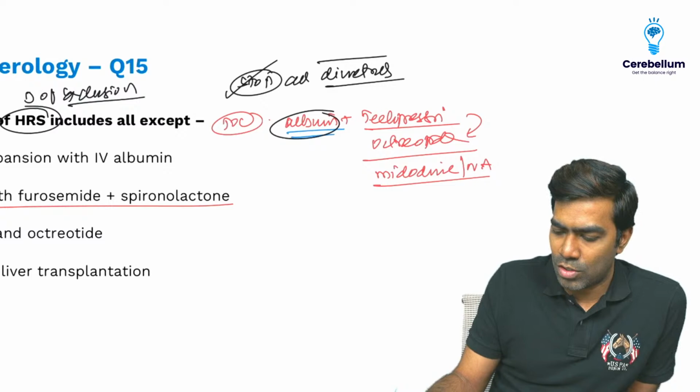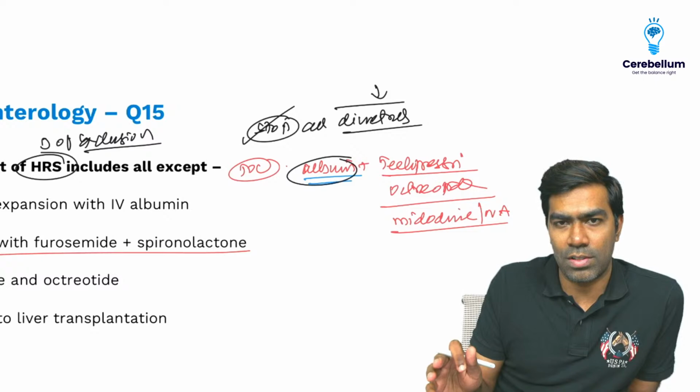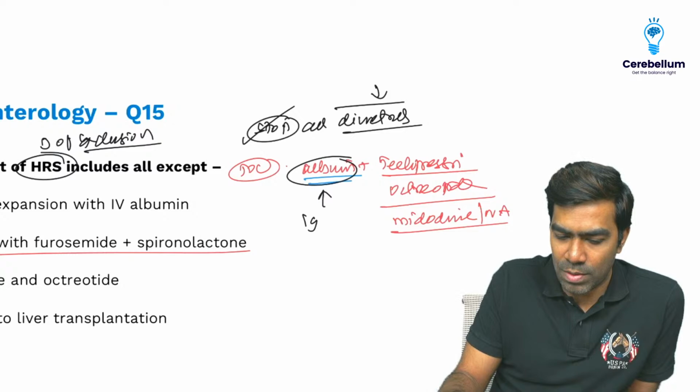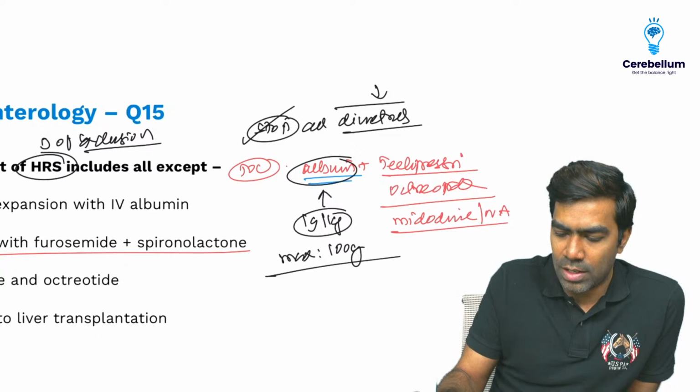So you can use them, it's not a problem at all. But you have to stop all diuretics and all nephrotoxic drugs. Give volume expansion with albumin. The dose of albumin will be 1 gram per kilogram, maximum 100 grams over 48 hours, and then wait for resolution. If it still doesn't resolve, only then are you going to call it hepatorenal syndrome.